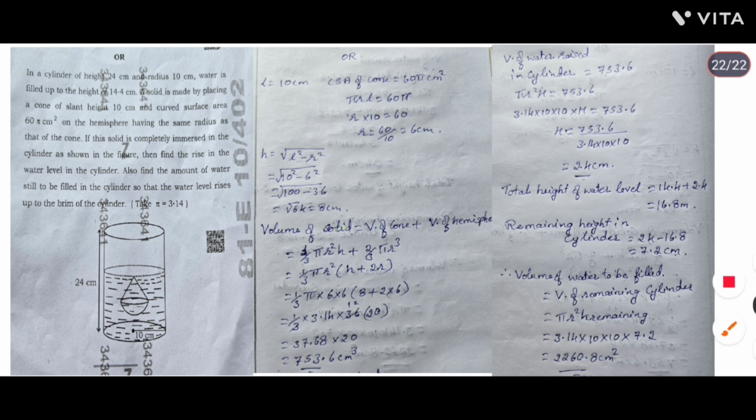Here I have completed all the questions that were in the question paper.